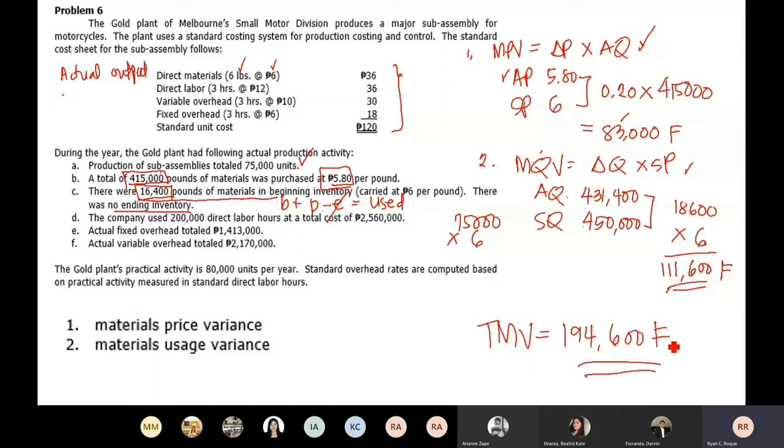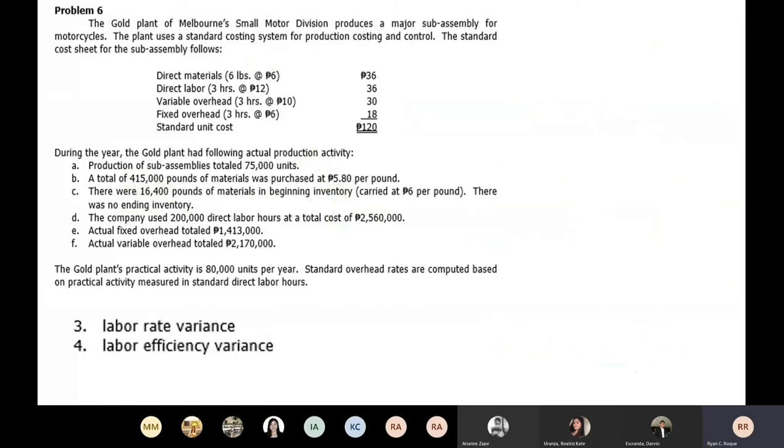Okay? So, do we investigate the variance? If this is material, based on the judgment, based on the criteria na sinet ng management, you are going to investigate this one. Pero kung sa tingin nyo, ito ay immaterial, you will not invest your time investigating this variance. Okay. Number two. Three and four, we are asked for the labor rate and labor efficiency variance.